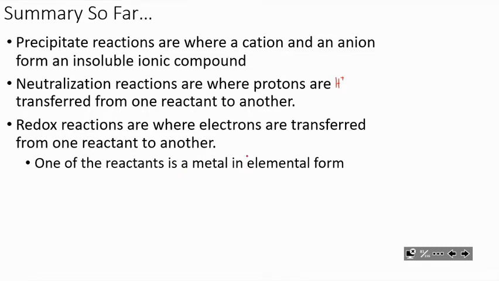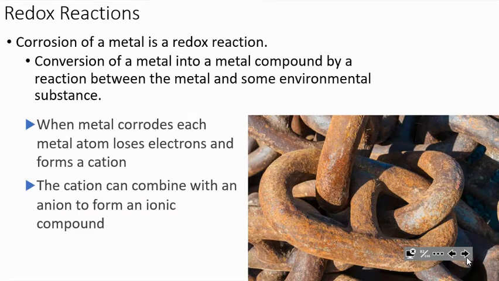One of the reactants is a metal in elemental form. Okay, so redox reactions, an example of this is corrosion or rusting. So you've seen that out in nature, possibly your vehicle, if it's old enough, probably has succumbed to some of that rusting. So metal compounds by reaction between the metal and some environmental substance, a lot of times, again, that's oxygen. And so that's why they use the oxidation number, because this oxygen was kind of the first one that they discovered caused this. So when the metal corrodes, each metal atom loses electrons. It's going to form a cation. The cation can combine then with an anion to form an ionic compound.